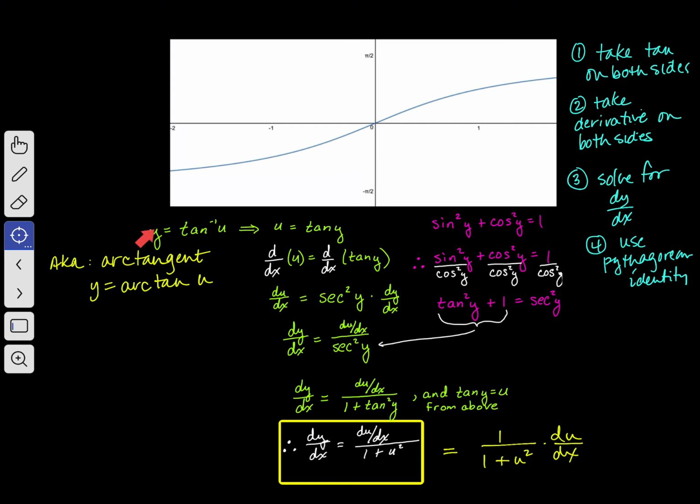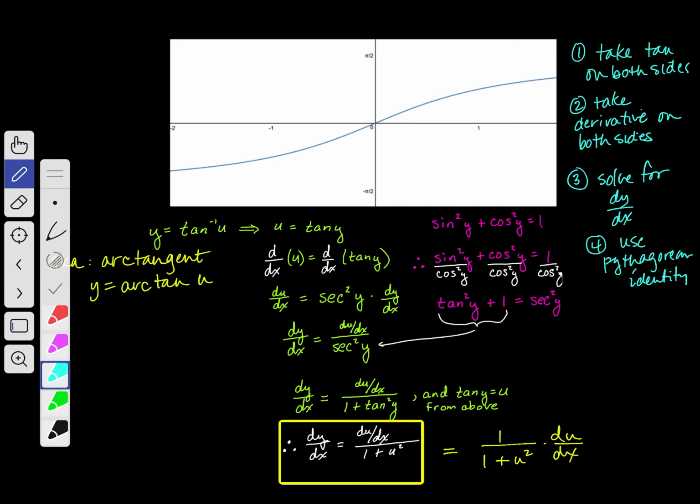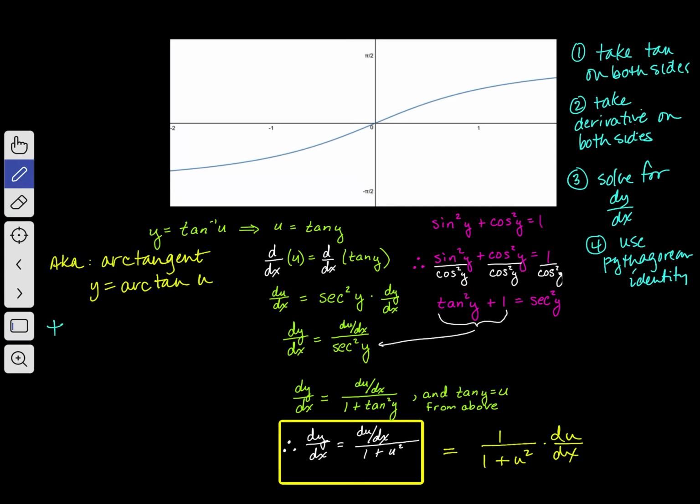So if I take the tangent on this left side and the tangent on this right side, what I've got is tangent y is equal to tangent times inverse tangent of u. Well, those are inverses, so they cancel. And so then I have tangent y is equal to u, which is what you see right here. Then the next step is we're going to take the derivative on both sides, so du dx, the derivative of u with respect to x, on the left and the right side.